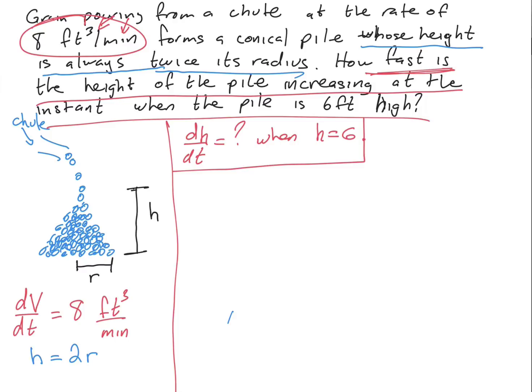So that was a pretty good job for the first step. What's the second step? Formula. So which one? Volume of a cone sounds pretty reasonable. Why? Well, because we're given the rate of the volume, right? We're given information about the height and the radius, so there's nothing more natural than choosing the volume. What is the volume of a cone?